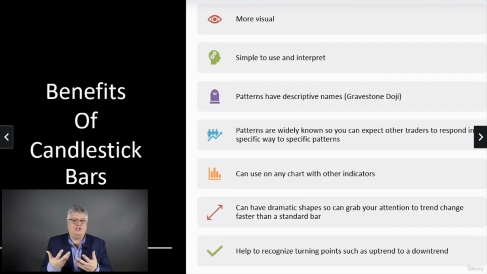And they can have dramatic shapes or patterns that really grab your attention, and it might help you to react faster than with a standard price bar where you're seeing these lines and trying to match up the tick marks. Candlesticks can tell you stuff visually very quickly, and they can have dramatic shapes, like really high highs and lows, or very narrow bodies, different things that we're going to see. It can help you recognize certain turning points, such as an uptrend or a downtrend, just by looking at these candlesticks. So these candlestick bars are very, very important. Let's dive into that in the upcoming lessons so we can learn more about them and how to apply them.